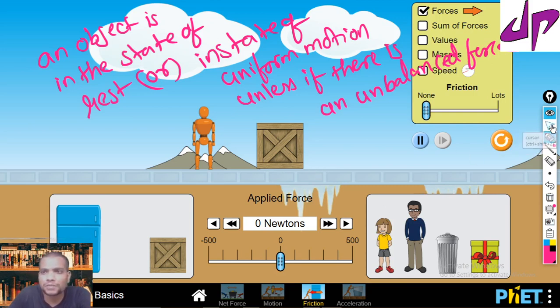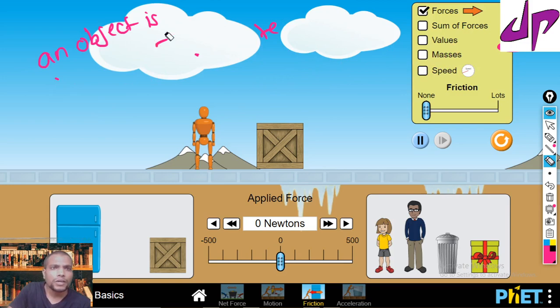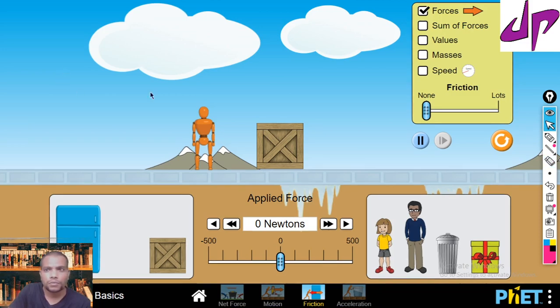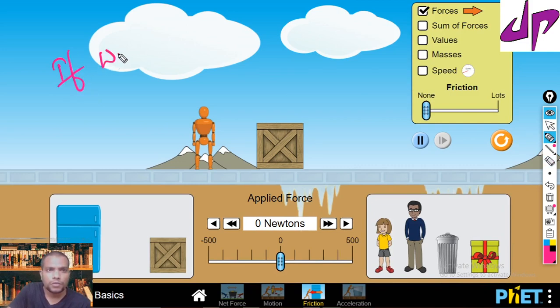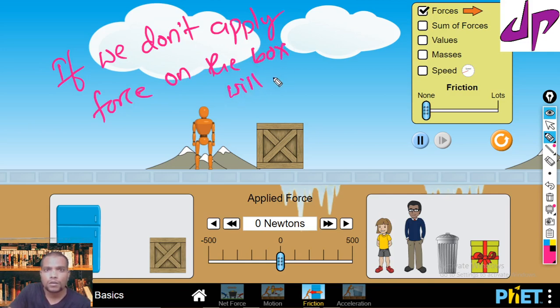First of all, let us observe this first. Suppose you do not apply any force on this box, you are not at all applying force on that box, so it is just kept like that. Will the box move? That's the question I am asking you right now. If we do not apply force on the box, will it move? The answer is no. The box won't move at all.